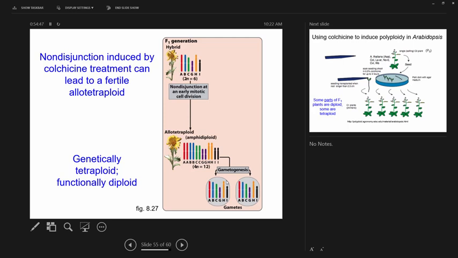One diploid set of the genome, 2N, is over here on these carriers, and the other one is over here on these carriers. Right?